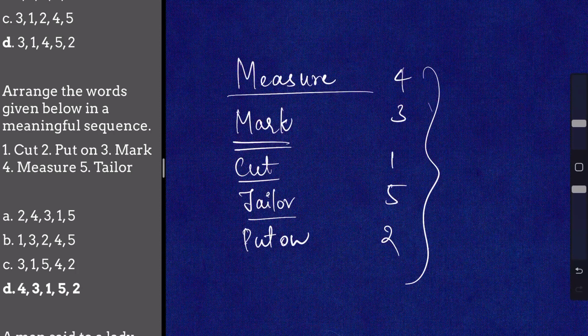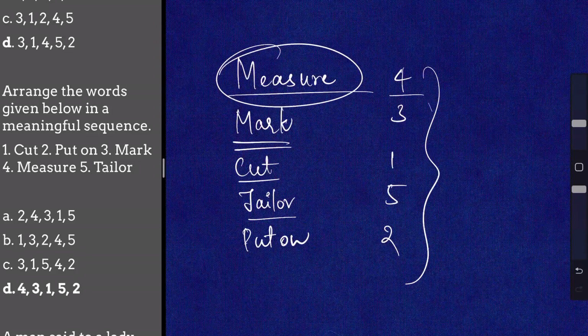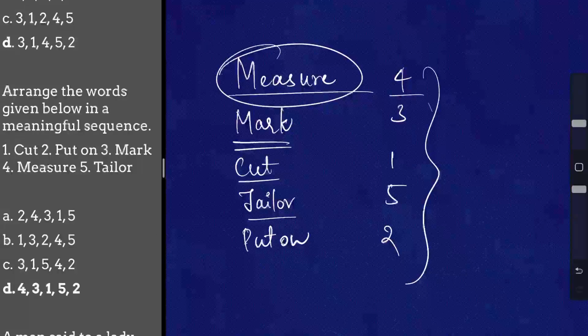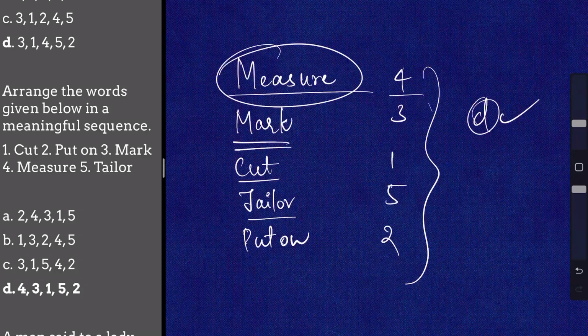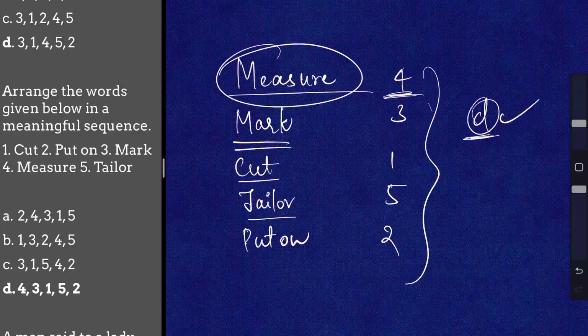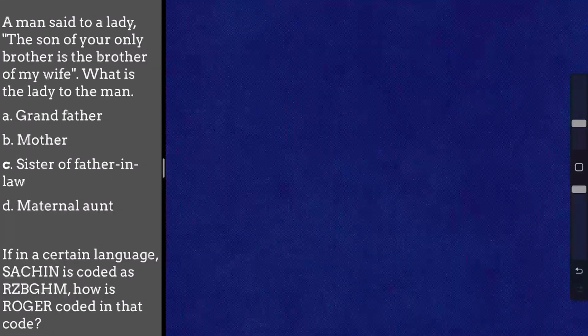Here what I'm doing is just to make sure that you understand the sequence. I'm explaining everything. In the exam, the moment you identify that measure comes first, you can directly tick or click option D as the right answer, because none of the other options have 4 as the first sequence. So therefore, don't even look at other words. Simply click on option D. So that way you will save time. Okay, let's read the next one.